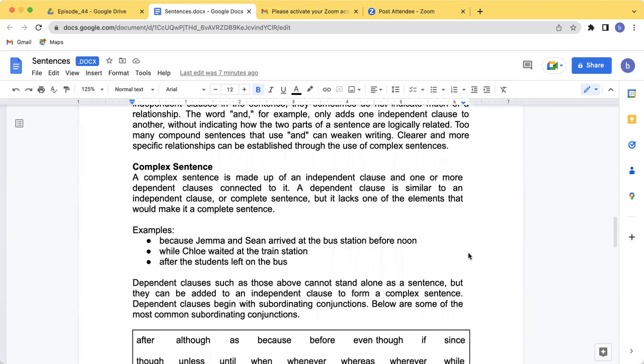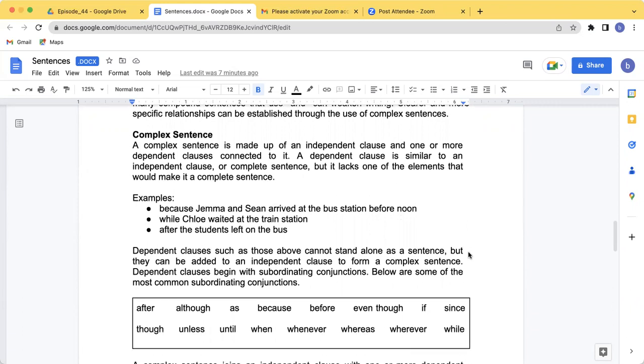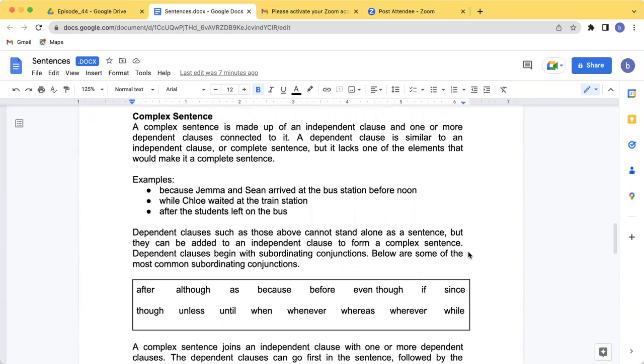Complex sentence. A complex sentence is made up of an independent clause and one or more dependent clauses connected to it. A dependent clause is similar to an independent clause or complete sentence, but it lacks one of the elements that would make it a complete sentence. Examples. 1. Because Gemma and Son arrived at the bus station before noon. 2. While Chloe waited at the train station. 3. After the students left on the bus.